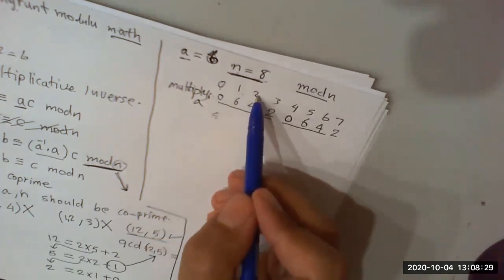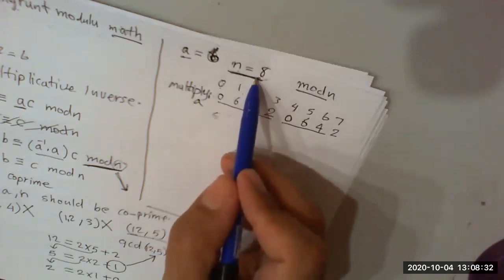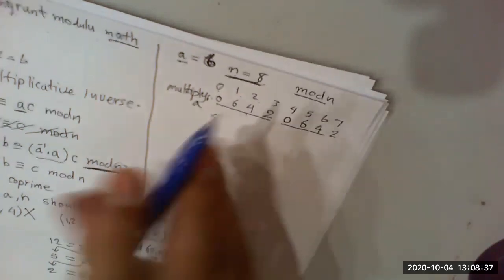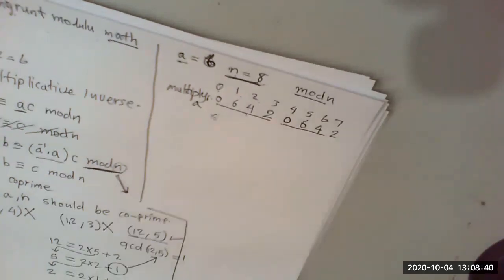I multiply 6 by 2, which is 12. When I divide it by 8, it gives me a remainder of 4. Forget about the result. I told you at the beginning of the lecture, just forget about the result. There is no result here. I just care about the remainder, only the remainder, nothing else. You consider the result only to find the remainder, but you concentrate on the remainder only.